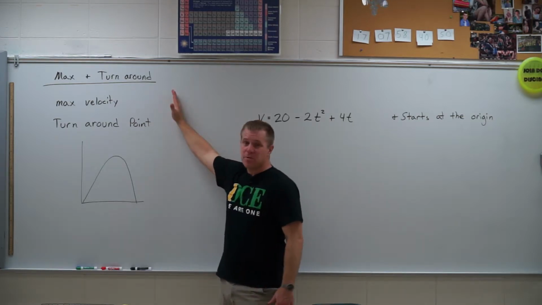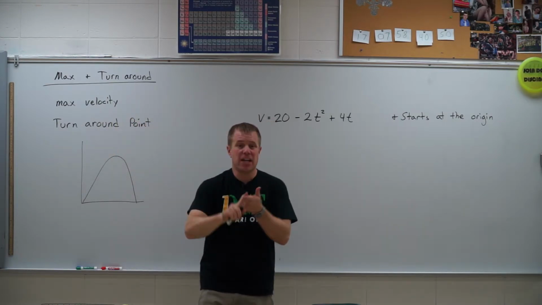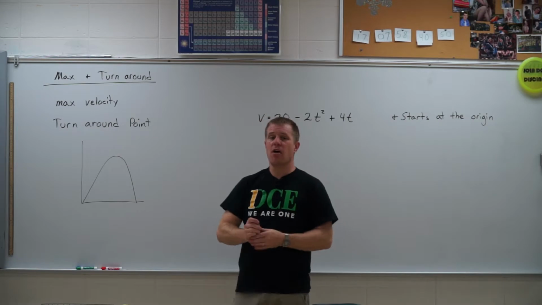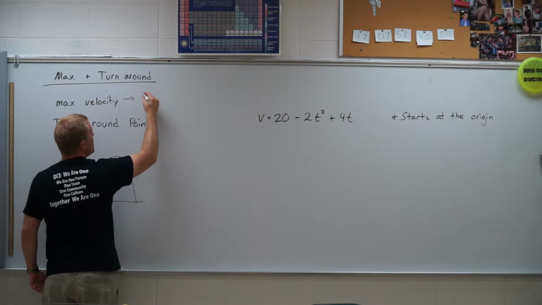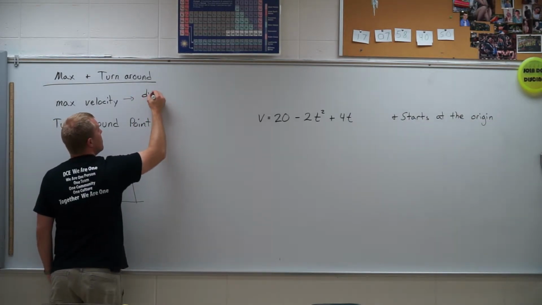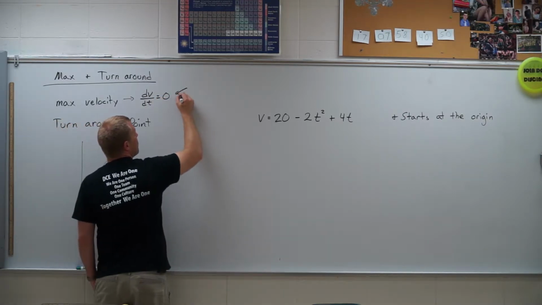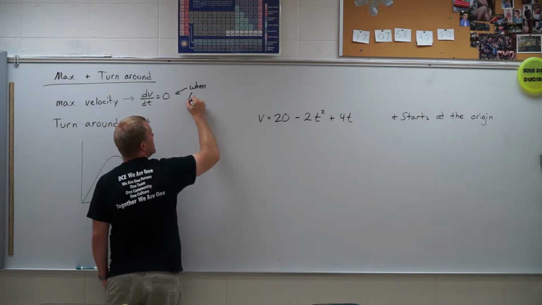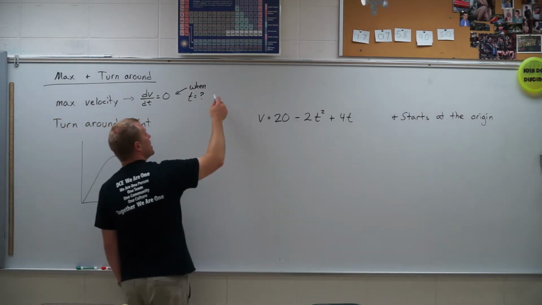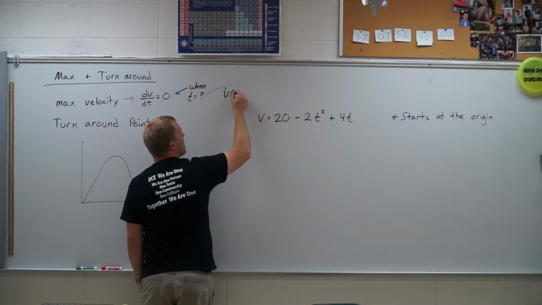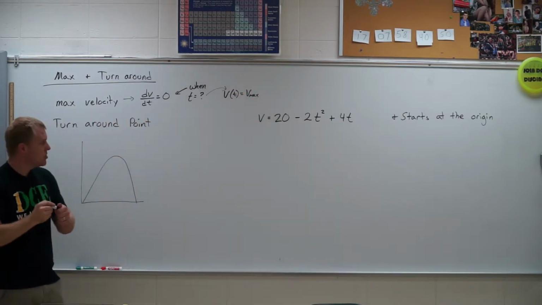All right, we are going to look at maximums and turnarounds. So when I hear maximum, anything, maximum velocity, maximum position, maximum acceleration, I automatically think two steps. Step one is I have to find the derivative and set it equal to 0. I have to solve for when this is, so t equals something. Once I find that time, I plug that time back into that velocity function, and it will tell me the maximum value. Those are my two steps.